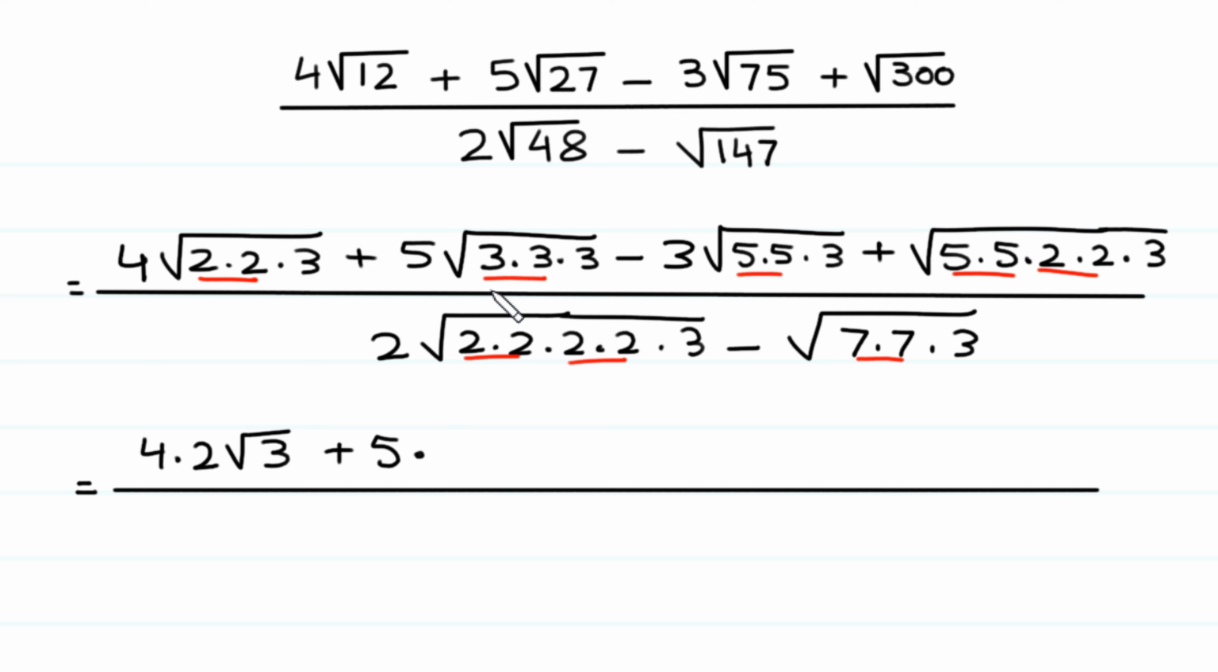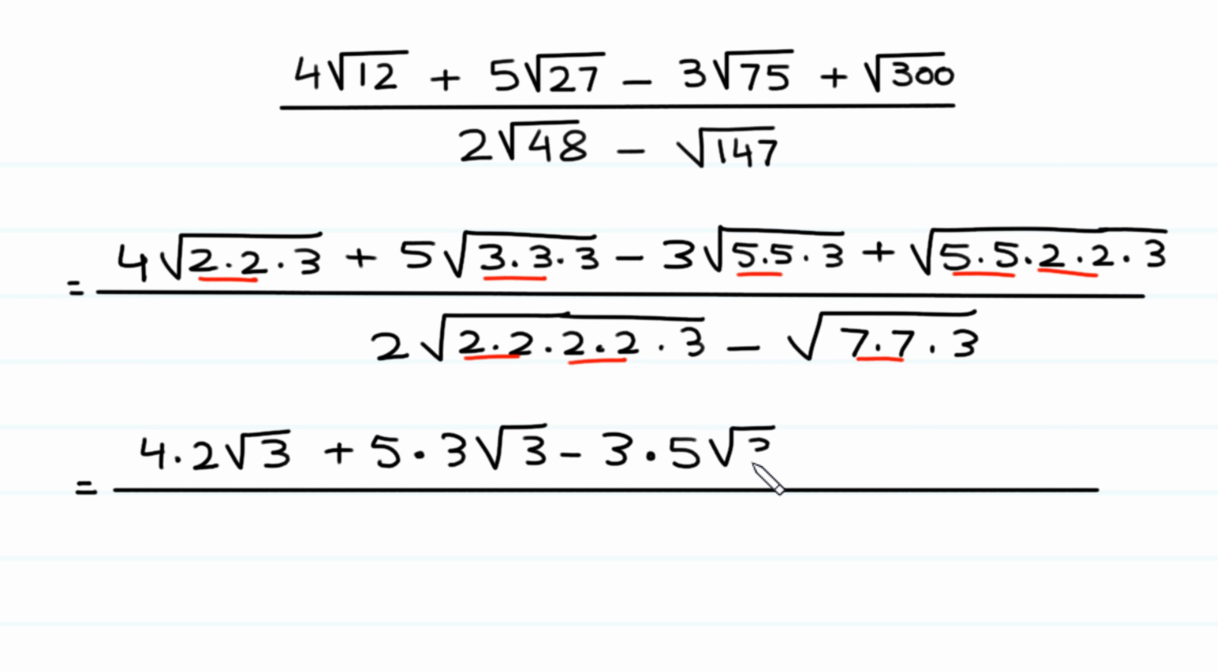5 times, from this pair 3 comes out of the square root. We write here 3 and this 3 remains under square root. Square root of 3 minus 3 times, from this pair 5 comes out of the square root. 5 and this 3 remains under square root.